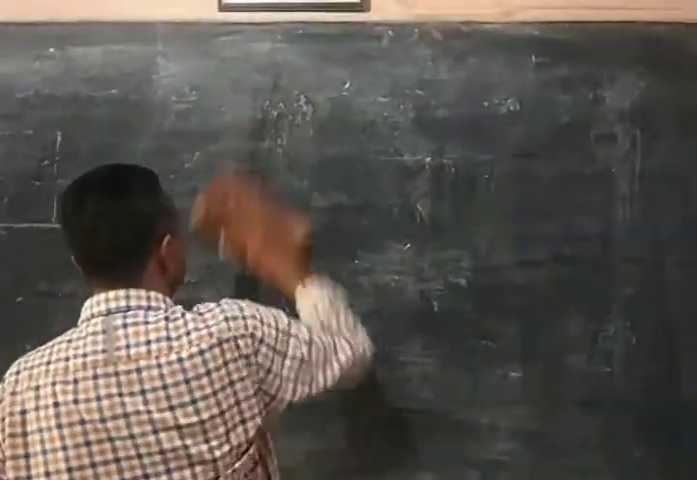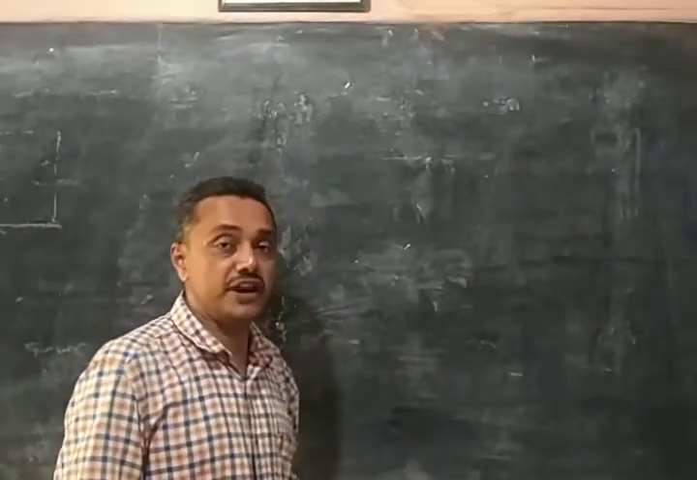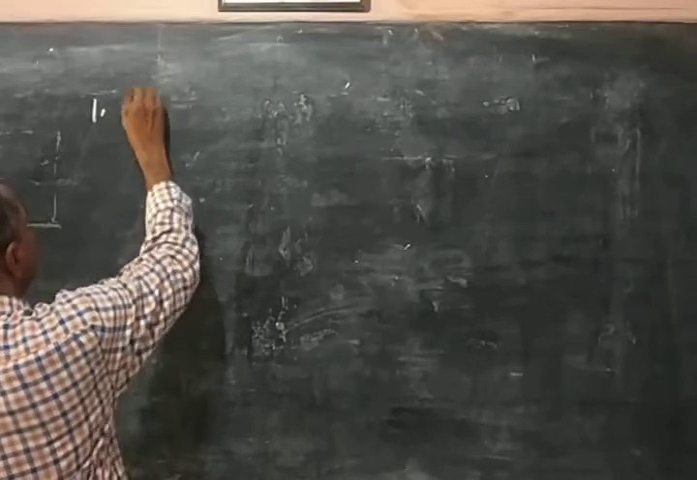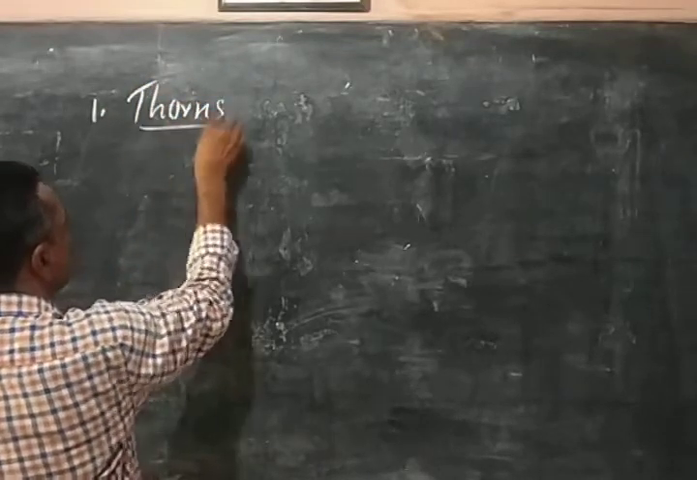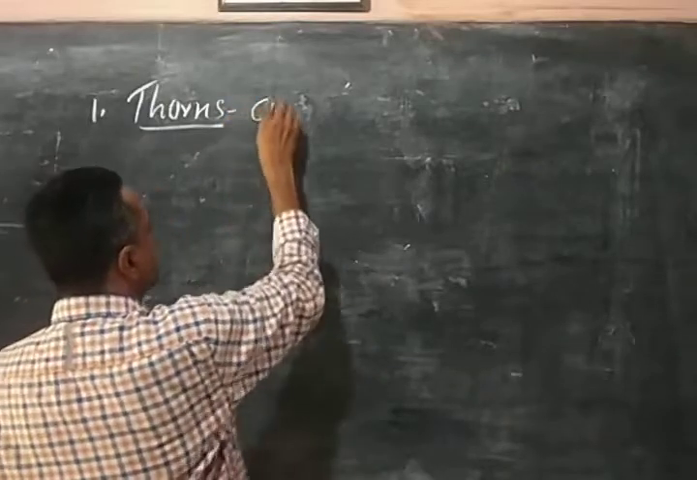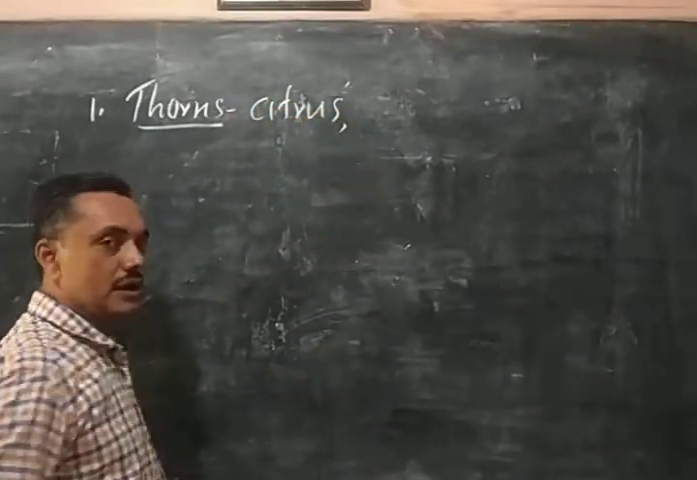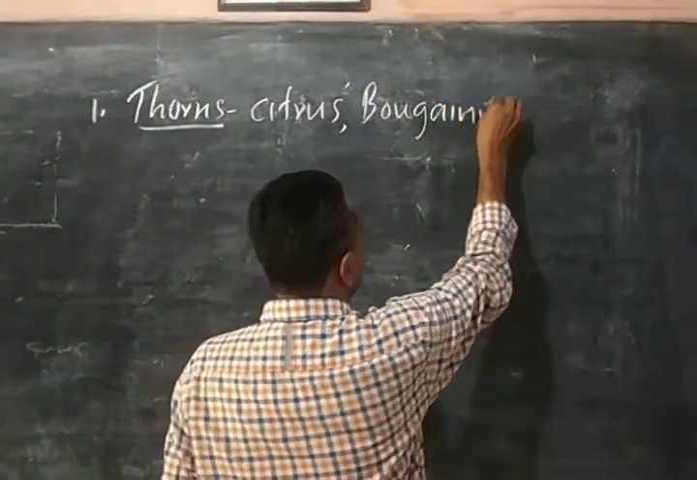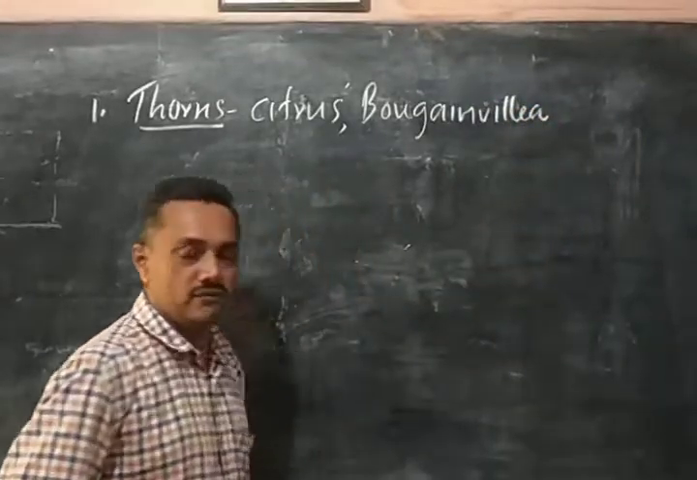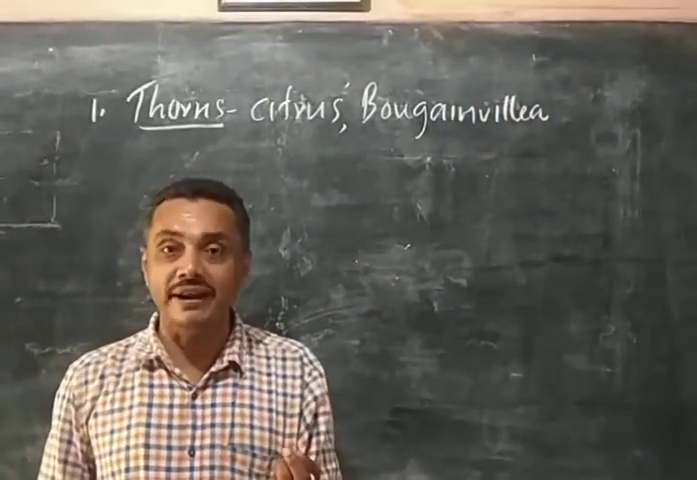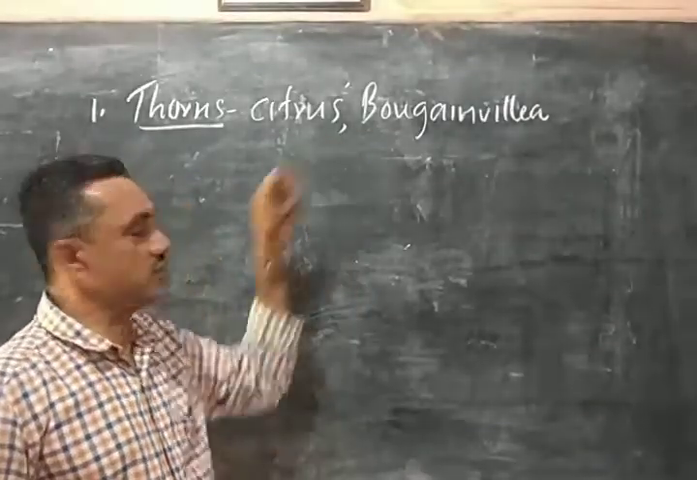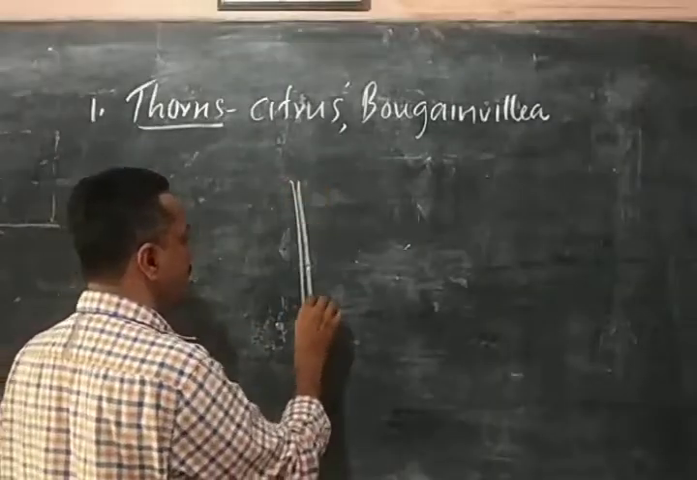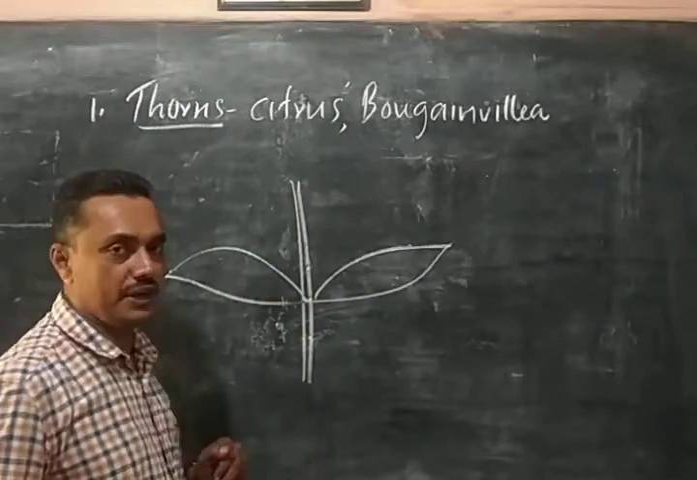See one by one. Three aerial stem modifications were explained. First comes thorns. Thorns in plants like citrus, orange, lemon, or the plant called bougainvillea. You know the plant called bougainvillea, or citrus. Citrus means lemon. In these plants you can see thorns, and many such plants are in your surroundings, like Canthium or any plant.